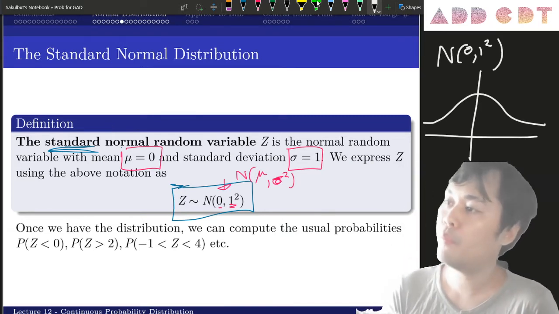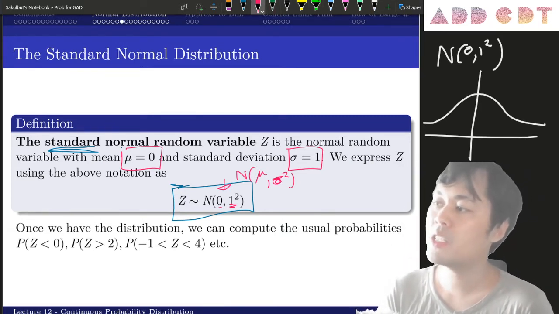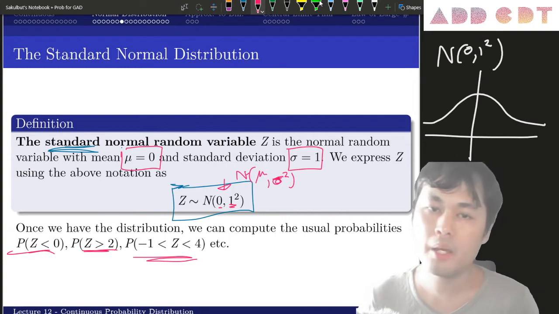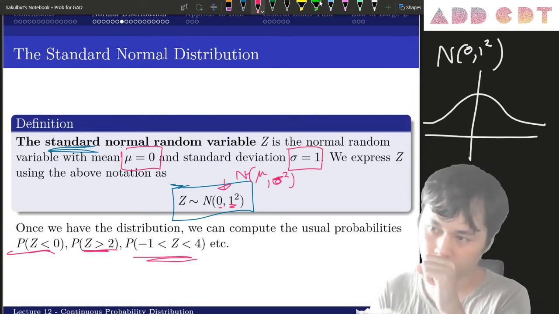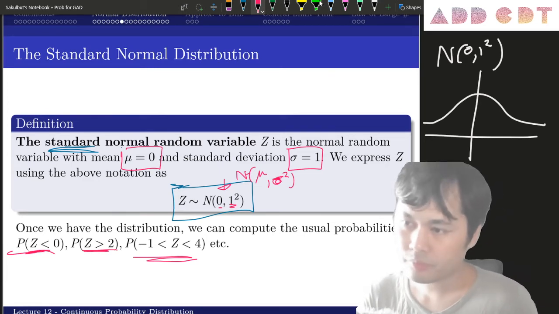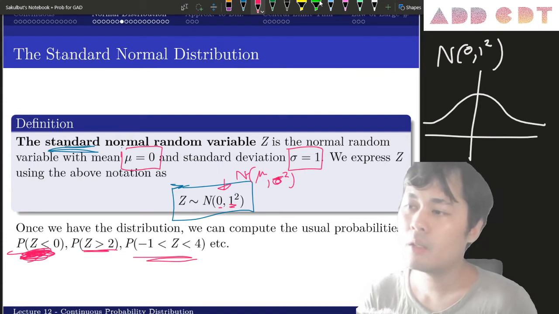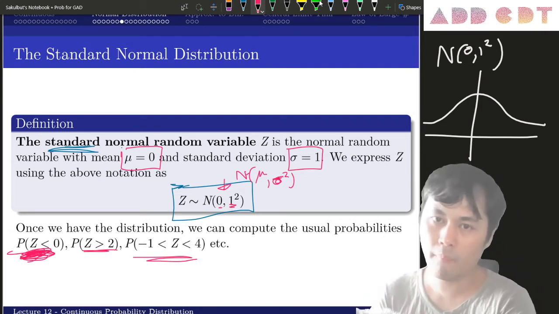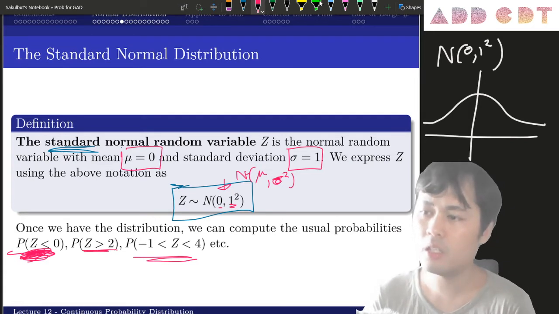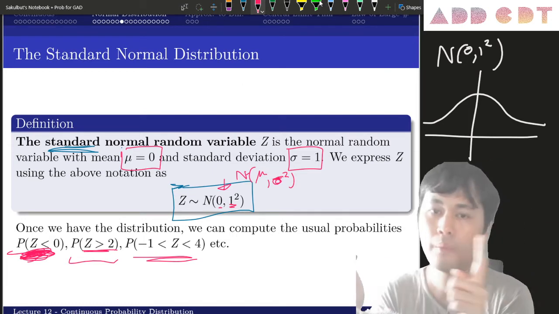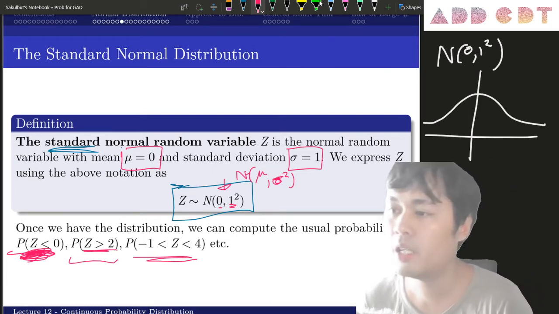So once we have that, what kind of information do we need out of this curve? Again, we are looking for the basic probability. We are interested in seeing what proportion of the area under the curve, or what is the probability that the number we select at random is going to be less than 0, or greater than 2, or between minus 1 and 4, et cetera.